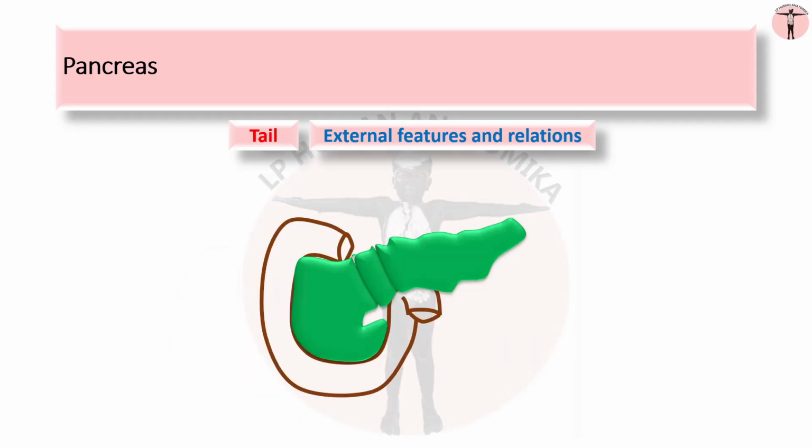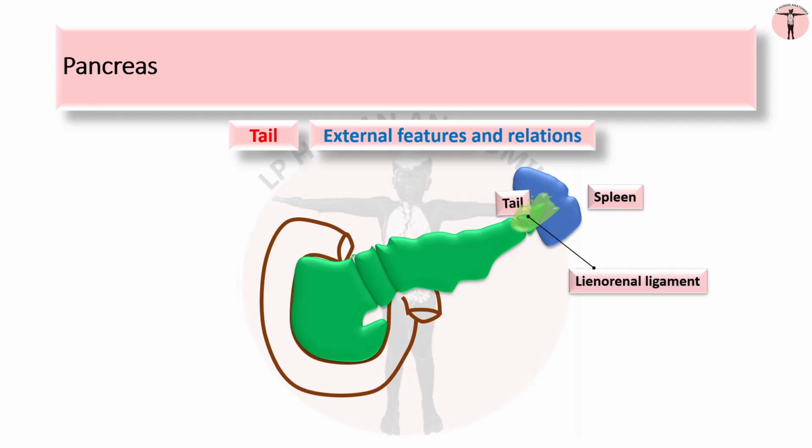Tail of the pancreas is a narrow left extremity of the pancreas. It extends between the body and the visceral surface of spleen. It lies in the lienorenal ligament along with splenic vessels. It is mobile, unlike the major retroperitoneal part of the gland.